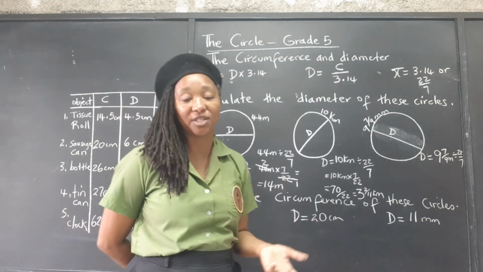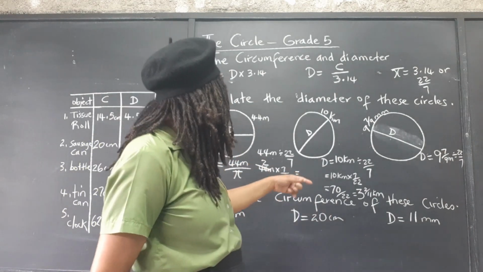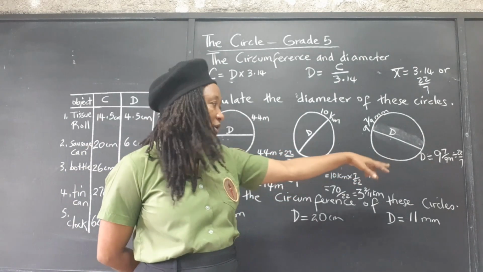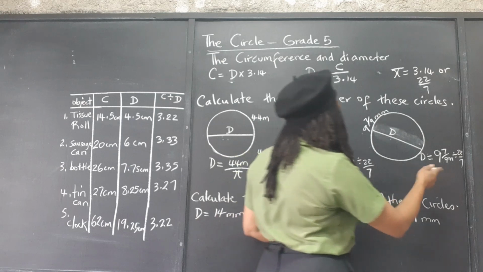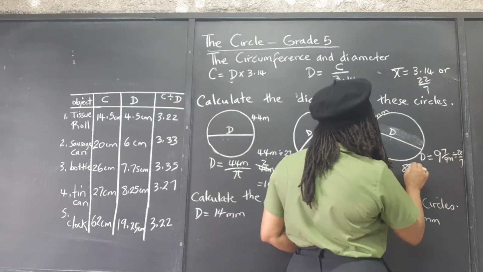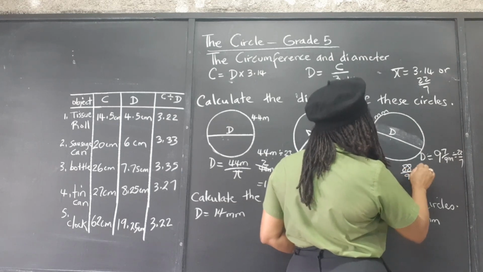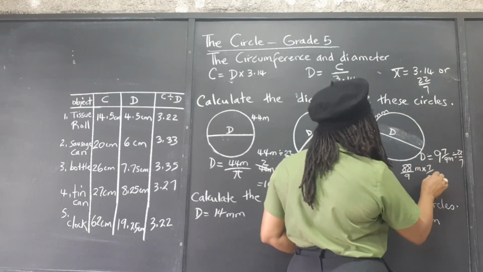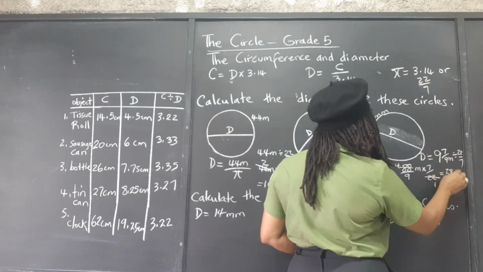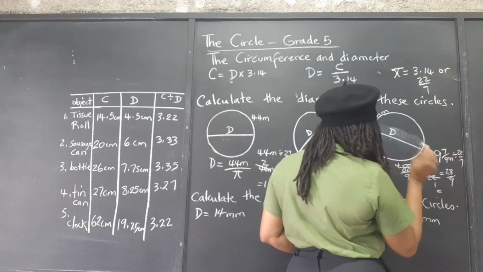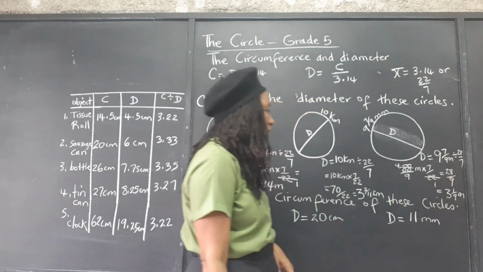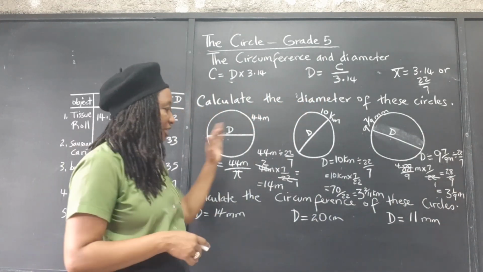If you think it's easier to divide by decimals, then you would be dividing the 44 by 3.14, or the 10 by 3.14, or the 9 and 7 9ths. I find it easier to do the fractions. So 9 9s are 81, plus 7, 88, over 9, times 7 over 22, and this cancels. 4 7s, 28 over 9, and that's 3 and 1 9th meters. So that would be the diameter of these circles.